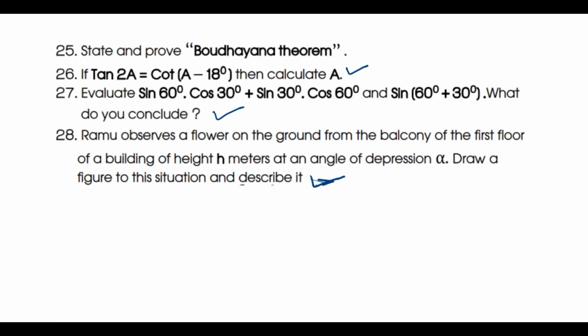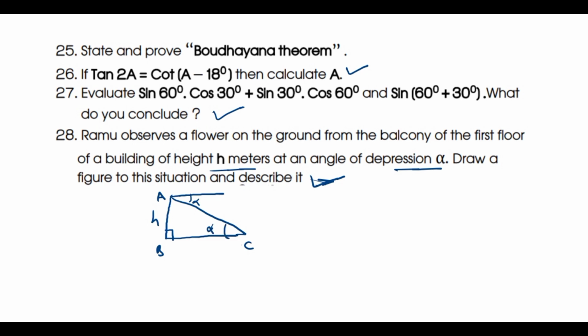Ramu observes a flower on the ground from the balcony. The balcony is here, this is the balcony height, and this is the ground, and Ramu is observing from here like this. The flower position is C, Ramu position is A, and at B we have 90 degrees. The angle of depression given is alpha, and the height is h meters. Here also we get alpha because of alternate angles. So this is the figure, but you write the step by step procedure.